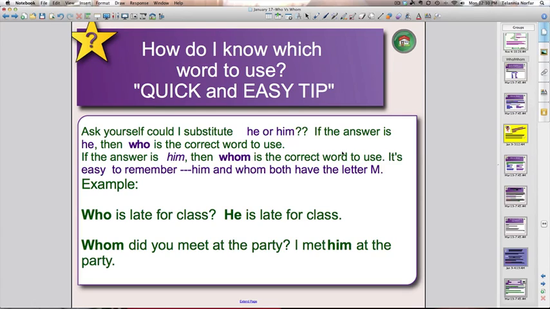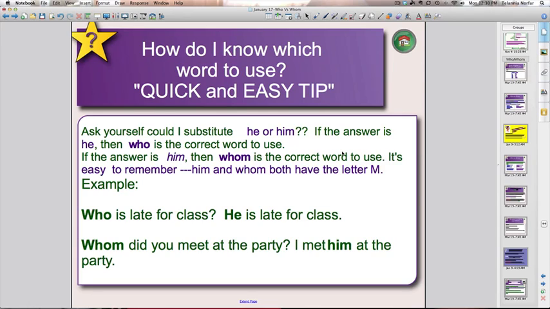Okay, some last tips. How do I know which word to use? Some quick and easy tips. Ask yourself, could I substitute he or him? If the answer is he, then who is the correct word to use. If the answer is him, then whom is the correct word to use. It's easy to remember: him and whom both have the letter M.